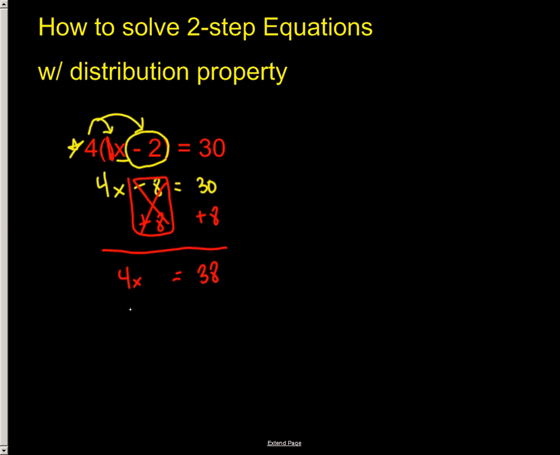And the last thing that we have to do at this point is just divide. So divide by 4, divide by 4. And yes, I know it's not a nice, easy round number. That's not a problem though. Let's just simplify it. 4 goes into 38 9 times. There's 2 left over. So my answer is just going to be 9.5.